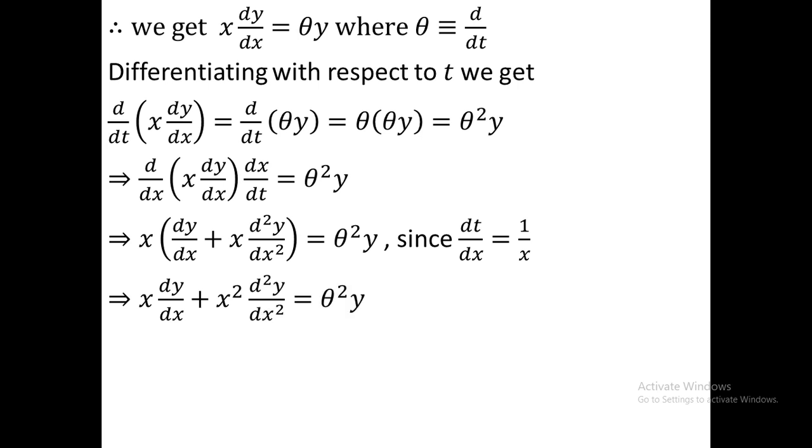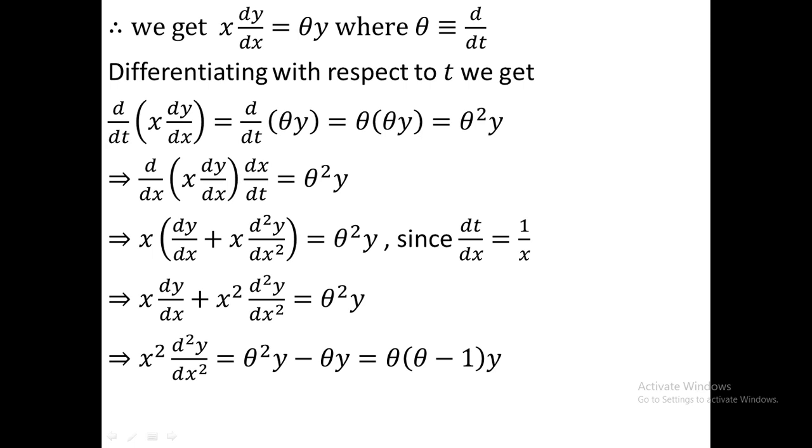θ²y. You can see that x dy/dx equals θy, therefore x² d²y/dx² will be θ²y minus, this means θy, θ²y minus θy. If you take θ common, therefore θ(θ−1) of y. Actually these are operators, not simple multiplication. Now we get x² d²y/dx² equal to θ(θ−1) of y, and here x dy/dx equal to θy. These are the important results to calculate the problem.